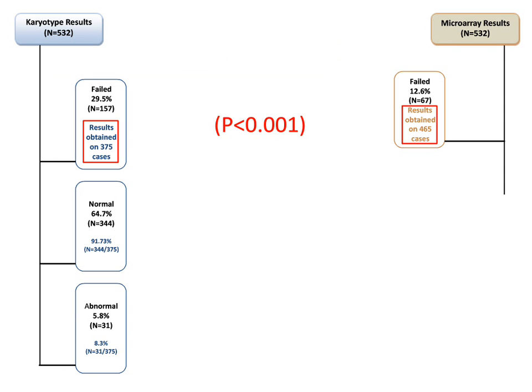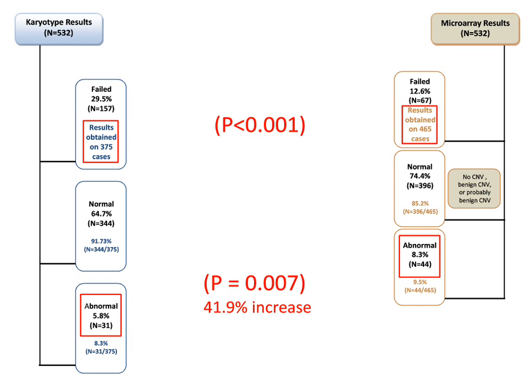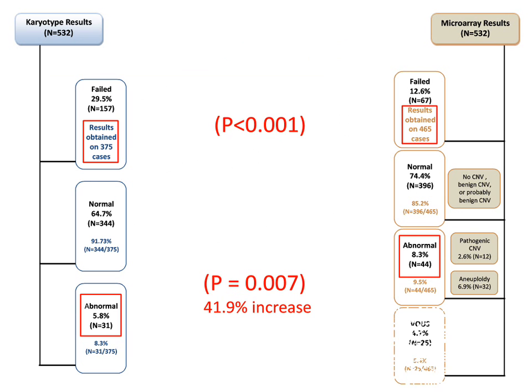Normal results were received in just over 74%, and abnormals in 8.3%. And again, the abnormality rate is statistically significant, with a 41.9% increase in the yield of abnormal results. These primarily included aneuploidy as well as pathogenic copy number changes. Variants of unknown significance were seen in 25 cases.